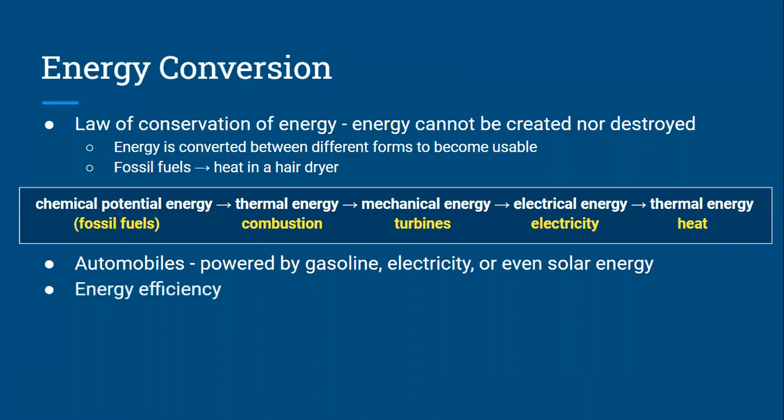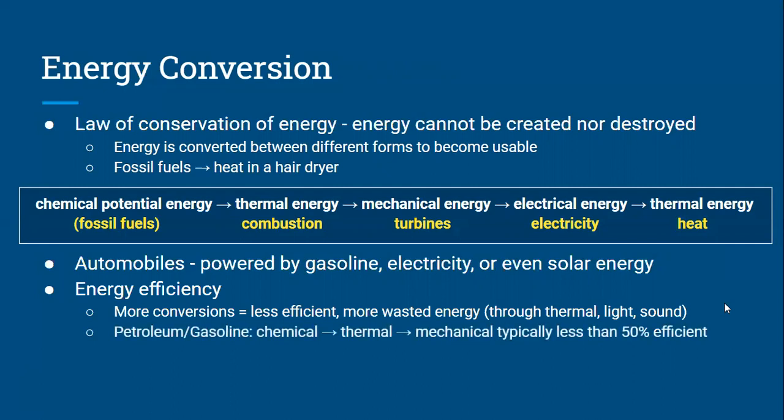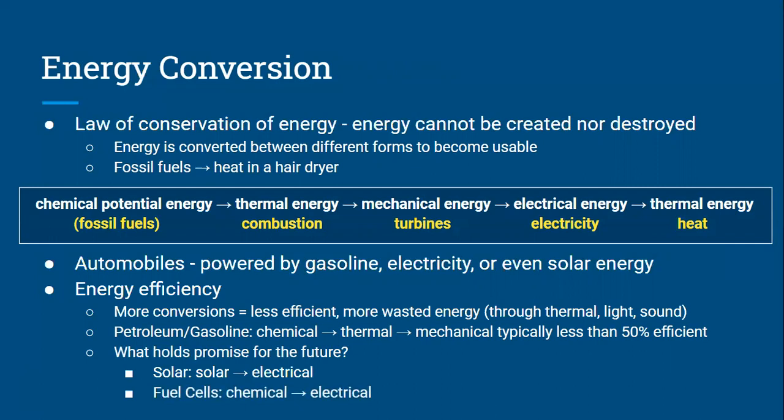Energy efficiency is dependent on how many different conversions there are, so every time there's an arrow, that's a conversion in the process. The more conversions there are, the less efficient the process, because with each conversion, some energy gets wasted through thermal, light, or sound, so heat, light, or sound. Petroleum and gasoline goes from chemical to thermal to mechanical and is typically less than 50% efficient. We have some promise for the future with solar and fuel cells, which each only go right from their source directly to electrical. So again, those fewer conversions will lead to a more efficient process.